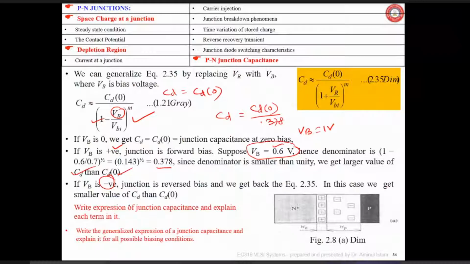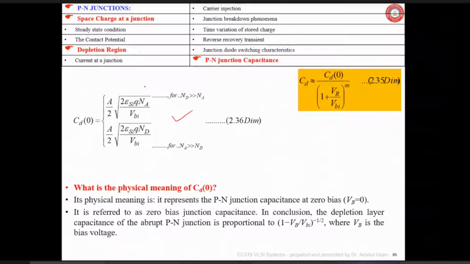Now, if VB is negative, then the junction is reverse biased. In this case, we get a smaller value of CD, because the minus becomes plus. So 1 plus something means your denominator is greater than unity, and hence the CD value will be smaller than CD0. Now CD0 can be written as A by 2 into square root of 2 epsilon Si q NA by VBI for ND much greater than NA, and this one for NA much greater than ND.